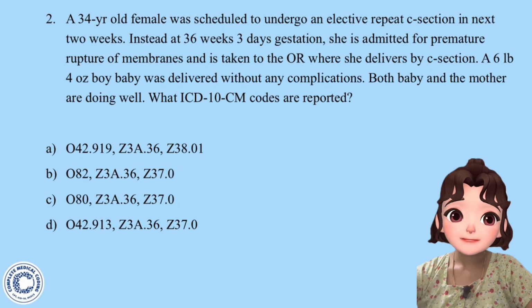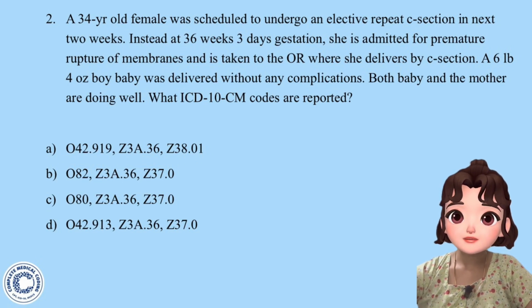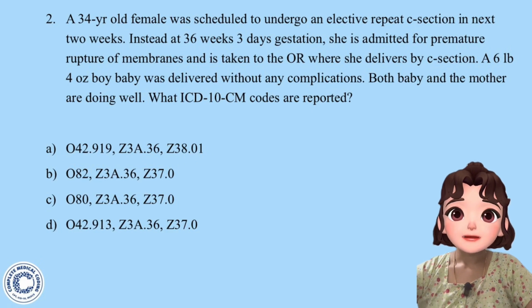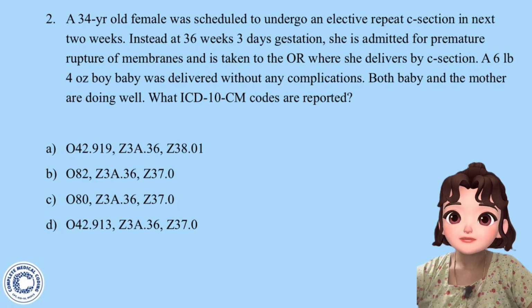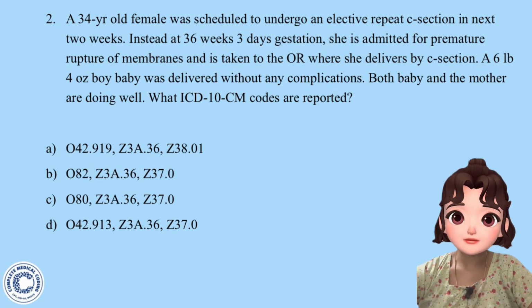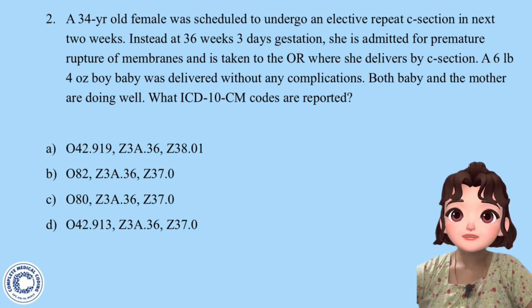O42.919 is, you can go to the O codes, open the ICD book and go to the O codes. O42.919 is preterm premature rupture of membranes unspecified as to length of time between rupture and onset of labor, unspecified trimester. No, we know the trimester because 36 weeks is third trimester, so this is wrong. What is O82? Encounter for cesarean delivery without indication. What is O80? Encounter for full term uncomplicated delivery.